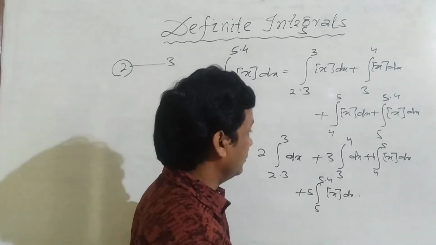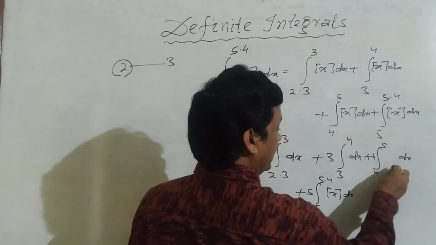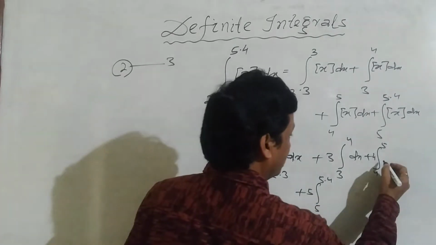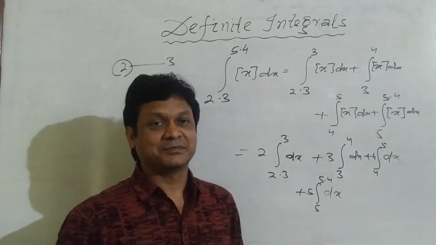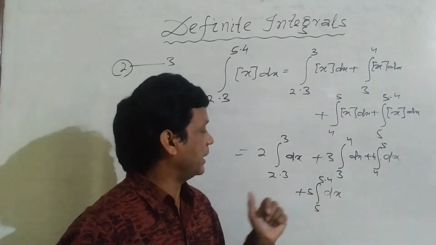See here. I have taken the value of bracket x outside. So don't write bracket x here. Here also I have taken the value of bracket x. So only dx. Here I have taken bracket x to outside. Here also I have taken bracket x to outside.